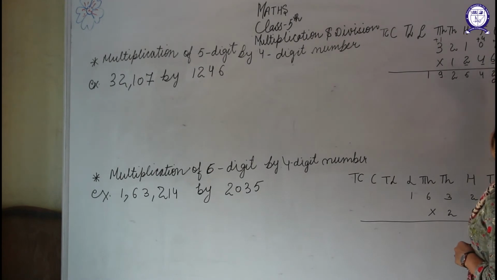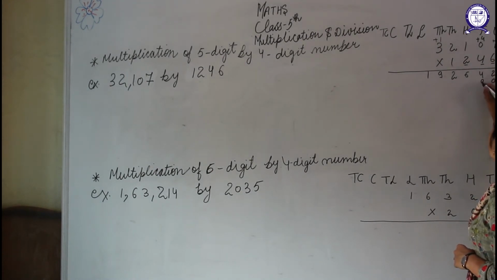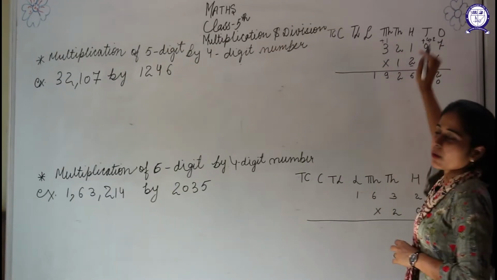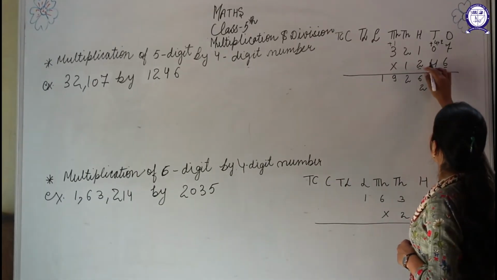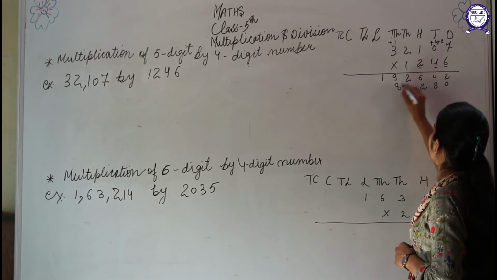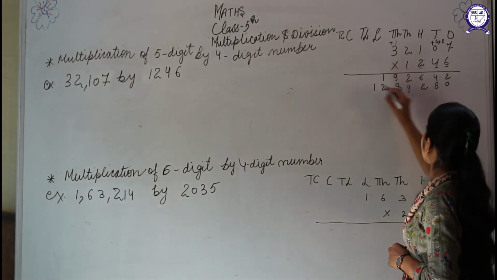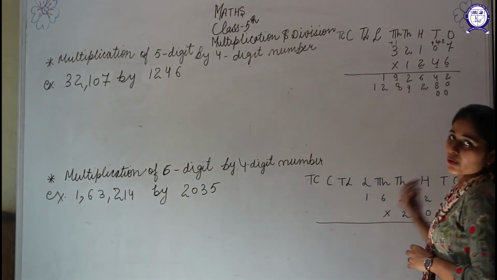Now multiply the number by 4. 4 sevens are 28, carry 2. 4 multiply 0, so 0 plus 2, 2. 4 ones are 4, 4 twos are 8, 4 threes are 12, students. Now write 2 zeros, as you all know that.